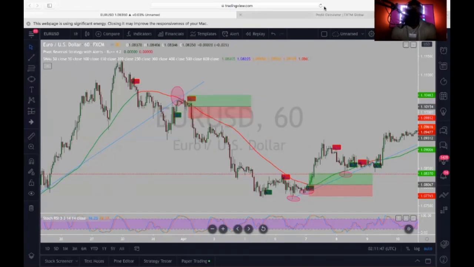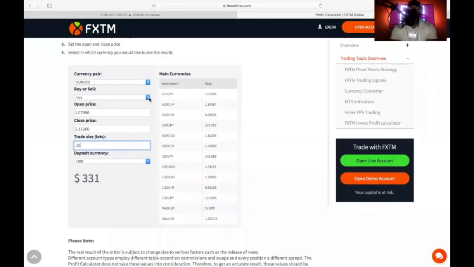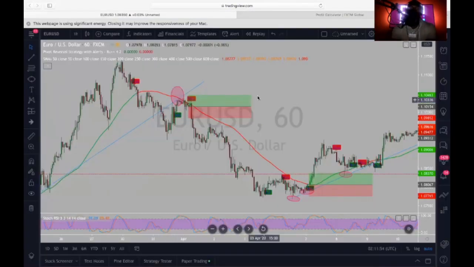Let's go to our calculator. Euro USD. We got in a sell. We sold from, let's say, 1.10430.